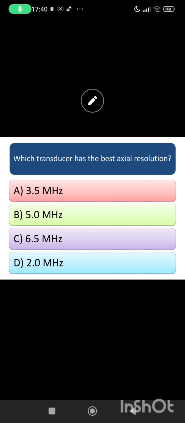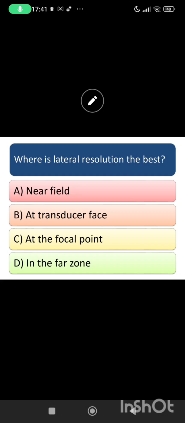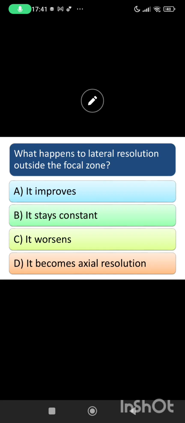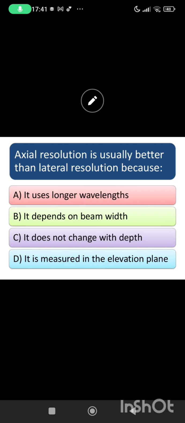Which transducer has the best axial resolution, Tesween? 6.5. Yes. Good. The higher the frequency, the better the resolution. Dr. Awadia, where is lateral resolution the best? At the focal point. Yes, very important. What happens to lateral resolution outside the focal zone? It worsens. Yes, it worsens in the near and far zone and is best at the focal point.